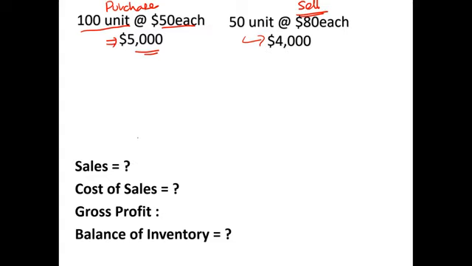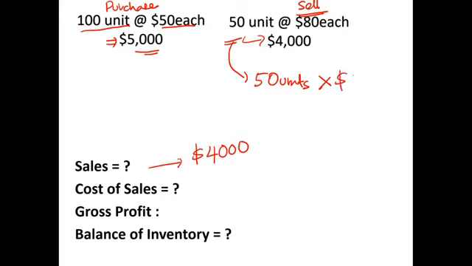Your total sales or revenue from this question will be 4,000. This is your total sales. Okay. What is the cost of sale? The cost of sale refers to the cost of item sold to your customer. I repeat, the cost of sale is the cost of item sold to your customer. So we sold 50 units, correct? And then the price per unit is $50. So our cost of sales, cost of goods sold, is 2,500.